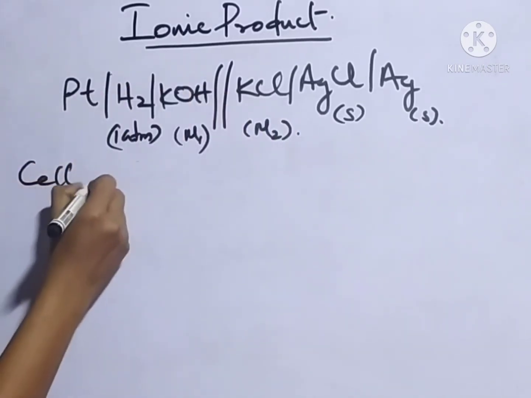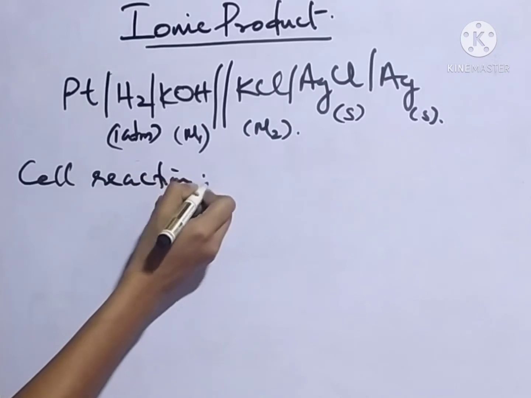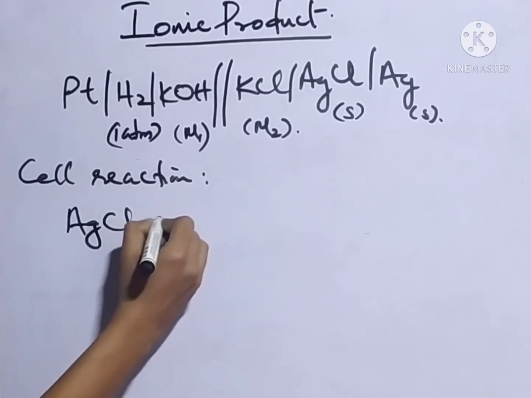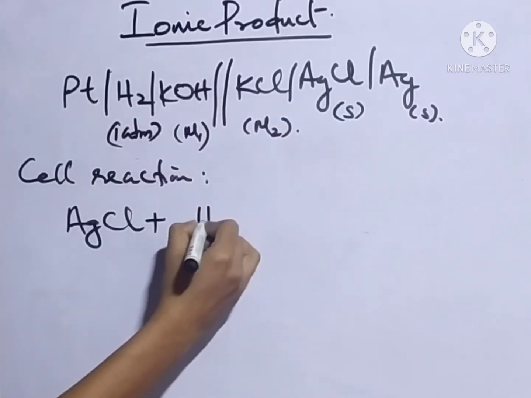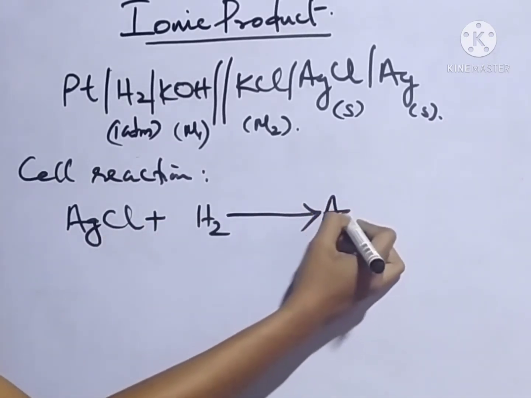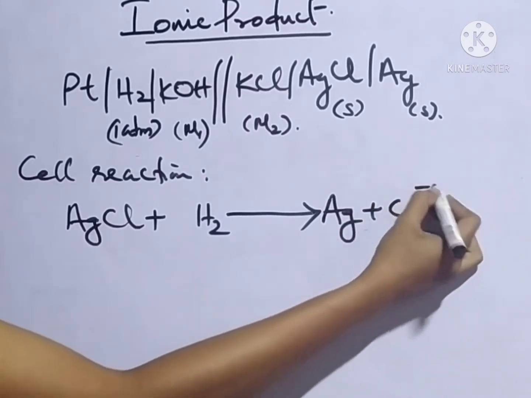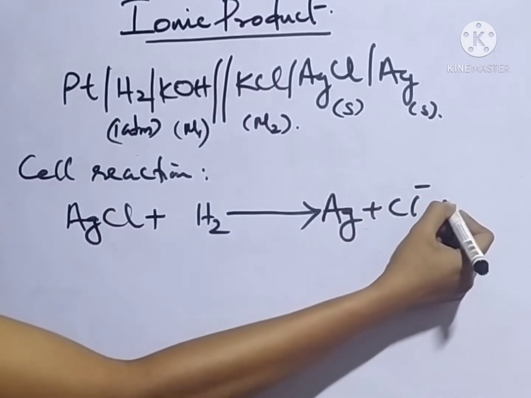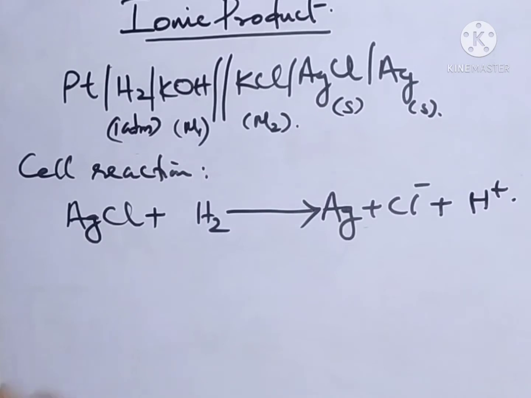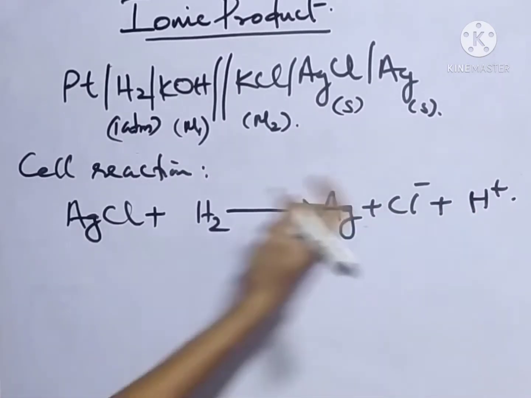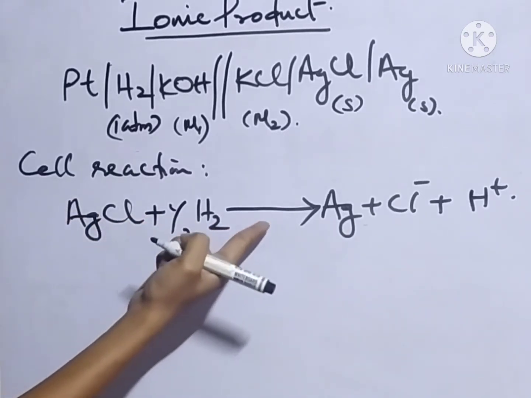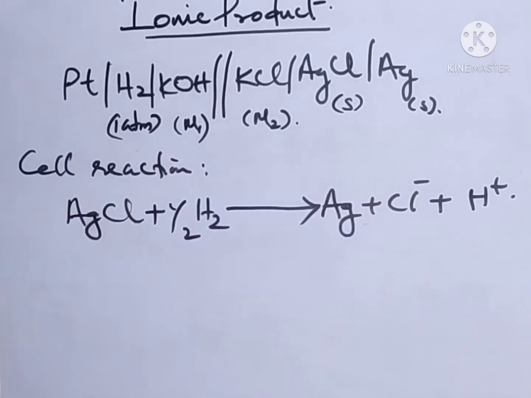The cell reaction is like this. AgCl plus H2 gives Ag plus Cl minus, and H2 will be converted into H plus. Here we are going to consider only one hydrogen, so the balanced equation will be like this: AgCl plus half H2 gives Ag plus Cl minus plus H plus.